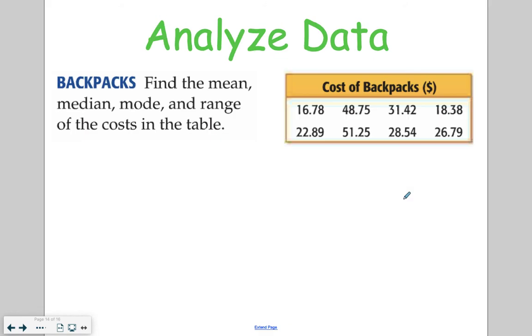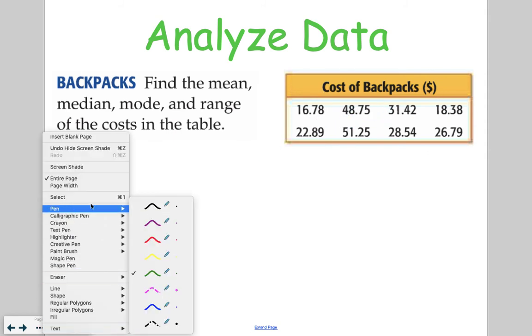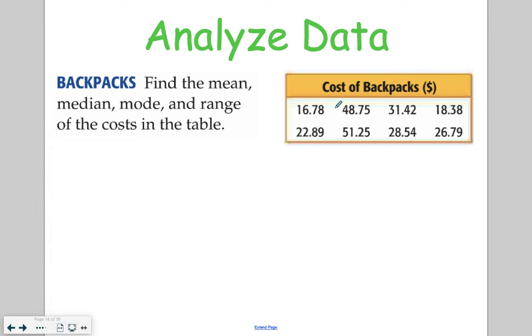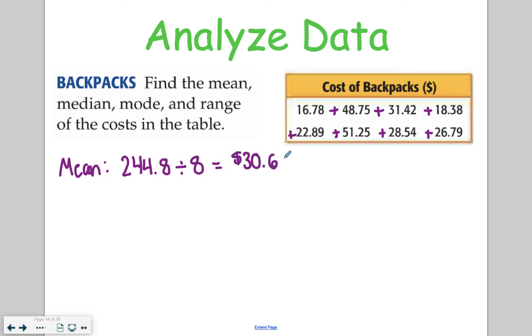Last thing, when you analyze data, you usually look at all of the data points together. So in this case, we are looking at the data points for the cost of backpacks. So for the mean, first thing I would do is 16.78 plus 48.75 plus 31.42 plus 18.38 plus 22.98 plus 51.25 plus 28.54 plus 26.79. And when I add all of those up, I'm going to get an answer of 244.8. And then there's 1, 2, 3, 4, 5, 6, 7, 8 backpacks. So I'm going to divide that total by 8. And my mean is going to be $30.60.